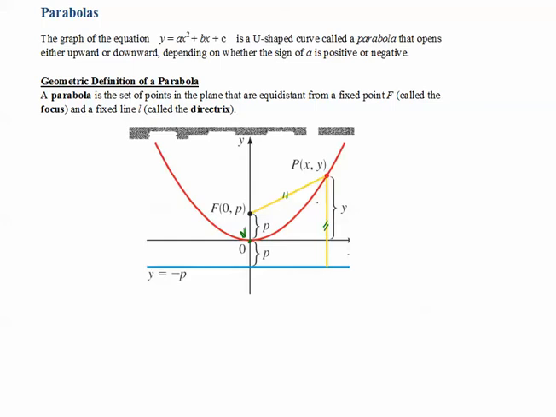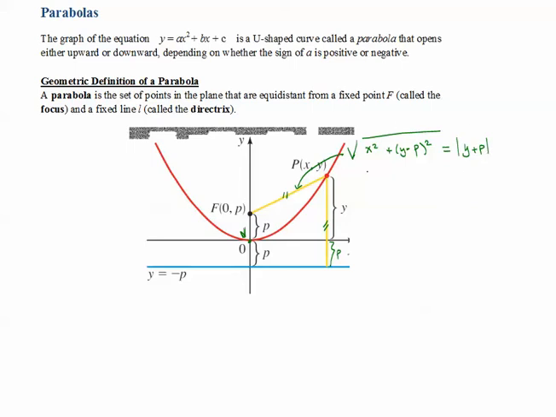So using the distance formula, the distance between P and F can be written as the square root of (x minus 0) quantity squared, which is just x squared, plus (y minus p) quantity squared. And this distance here is the same as this one, it is equal to, and here we see that we have y and p, so basically this is y plus p, but I'm going to use absolute value because distance is always positive.